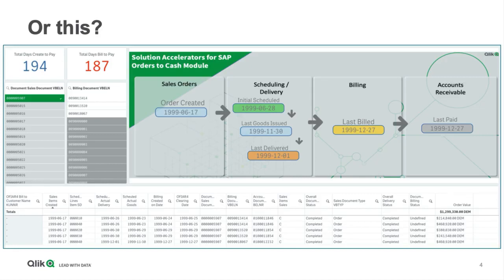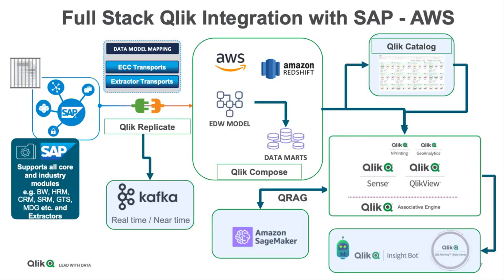So how does this relate to AWS? We're able to provide this entire platform on AWS technology. We're going to leverage Amazon Redshift as our data warehouse. We're also able to use things like Kafka or SageMaker for machine learning as well as real-time streaming.